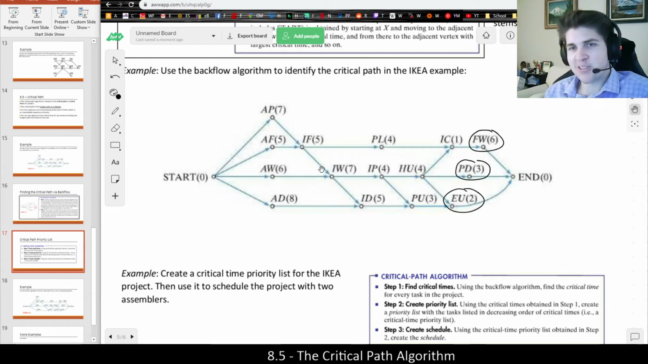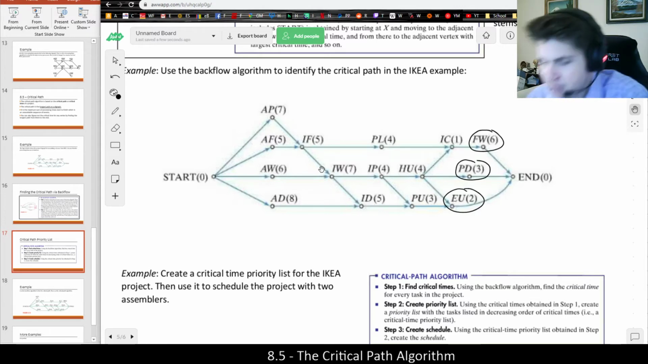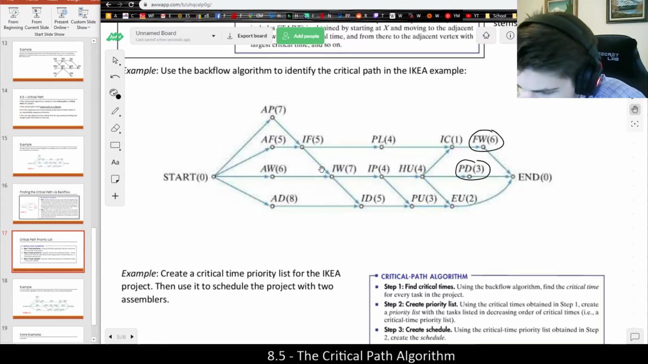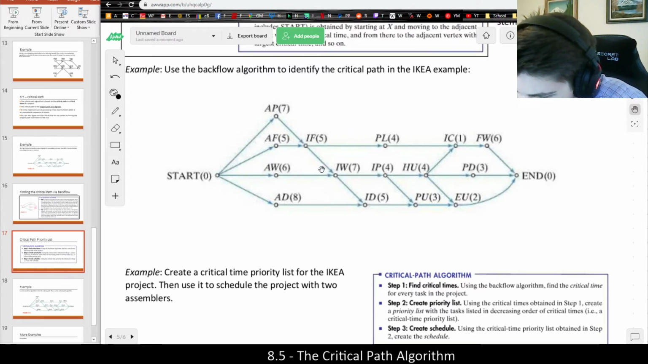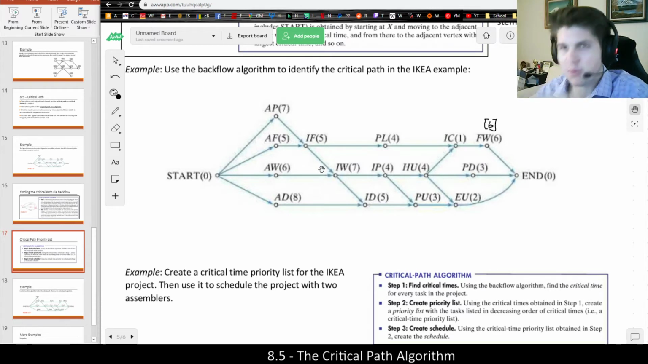And these are the easiest points on the whole graph because they only have one path to the end, right? Once I finish those, the project is done. So FW's critical time is going to be 6, because the number that comes from it, if I was to put a bracket there, would be 0, and 6 plus 0 is 6. We're always going to add the target, basically. We're going to be adding our way backwards.